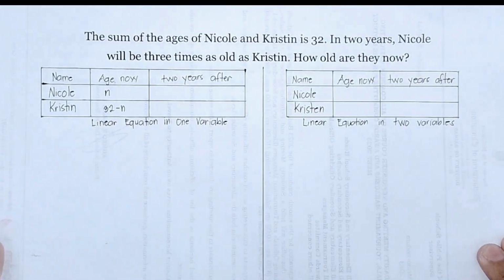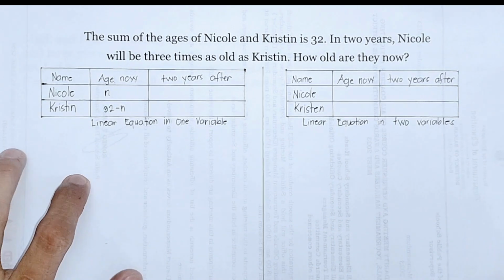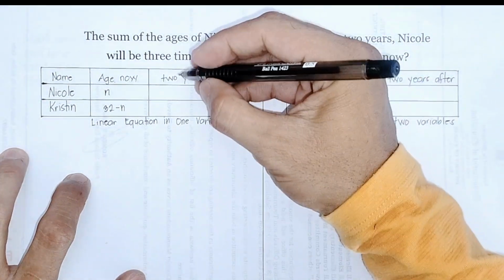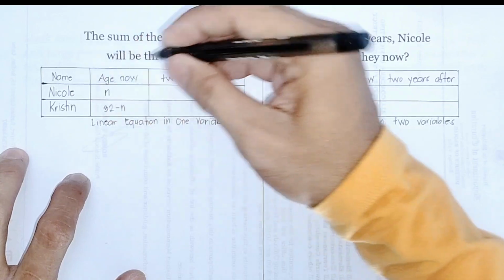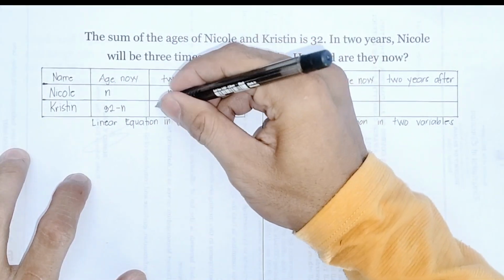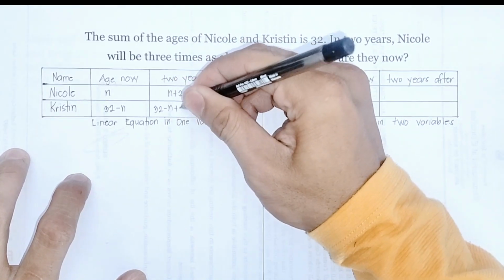Alright, so now let's proceed to the second sentence. In 2 years, Nicole will be 3 times as old as Christine. So the word 2 years meaning 2 years after. Right, so that means we're gonna add 2 to the age of Nicole and to the age of Christine. So n plus 2, and here we have 32 minus n plus 2.